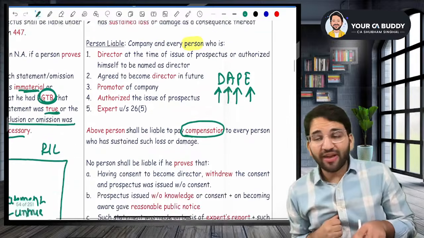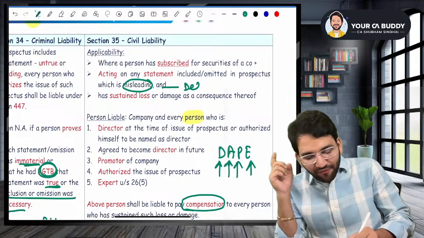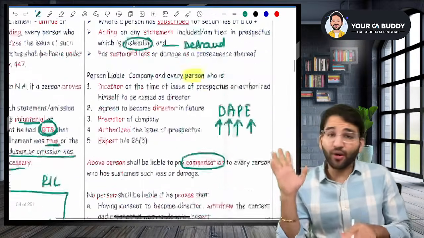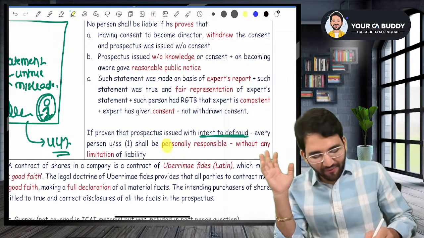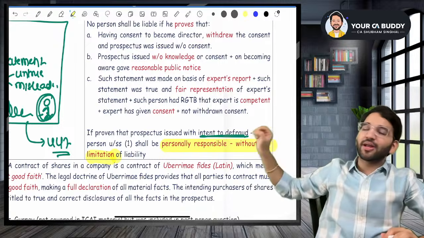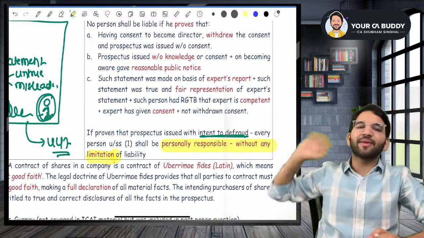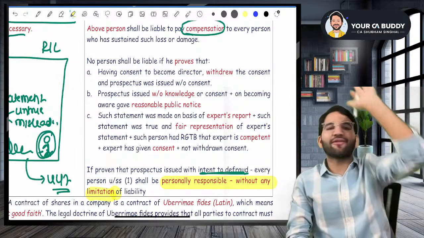But guys, listen to me very carefully. If this misleading statement was with an intent to defraud, then in that case the person will have unlimited liability, sir, unlimited personal liability. Such person shall be personally liable without limit to compensate. That means you will have to sell everything that you own and you will have to pay the money.